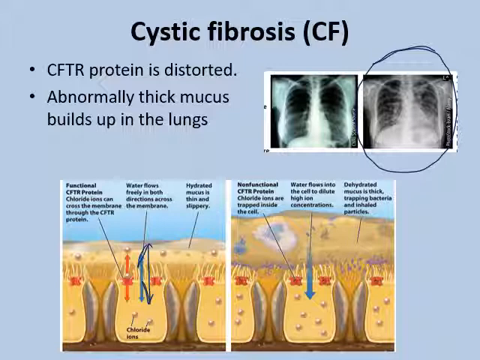If you have a non-functional CFTR protein, which means that you would have cystic fibrosis, all of those chloride ions get trapped inside the cell. So the water flows into the cell. Remember hypotonic and hypertonic solutions? Now the water's flowing into the cell to dilute those high ion concentrations. So your mucus layer is left dehydrated. It's really thick. It traps a lot of bacteria and inhaled particles. So it becomes a problem for breathing as well as infection.